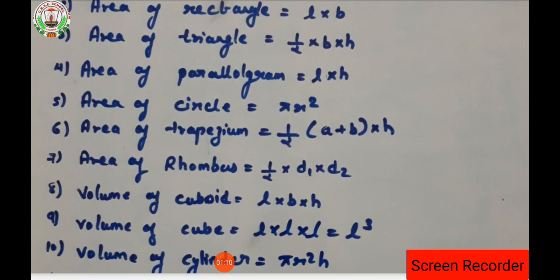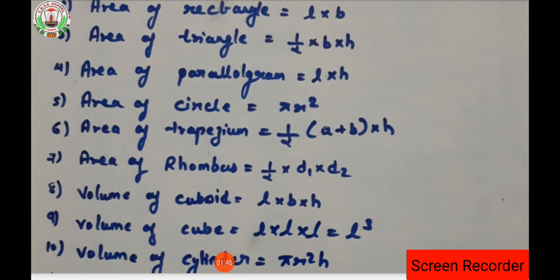Area of a rhombus is equal to half into d1 into d2, that means half into the product of the diagonals, as a rhombus has two diagonals, d1 and d2. Next one is volume of a cuboid, that is length into breadth into height. Then volume of a cube is equal to length into length into length, that is L cube. Next one is volume of a cylinder is equal to pi r square h.